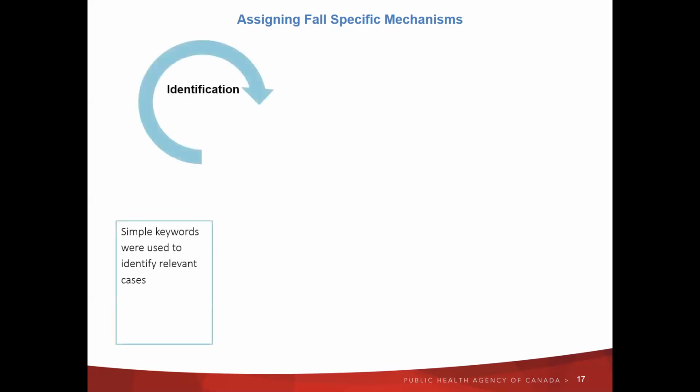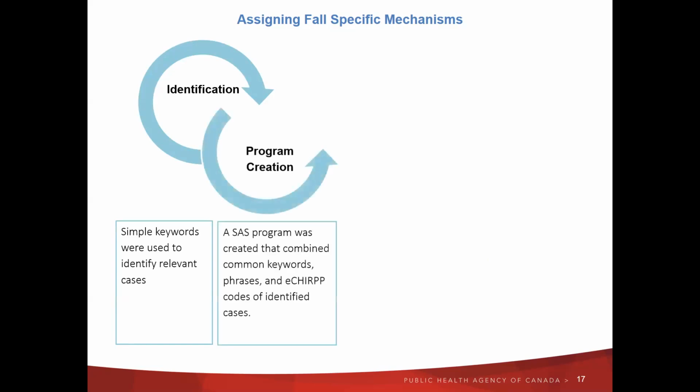So we began the process by compiling a list of keywords, phrases, and variable codes that were common across the different injury cases, and this step was done using the 1% sample that we already manually coded. We then used these commonalities to develop a program capable of independently identifying the relevant cases for each mechanism.